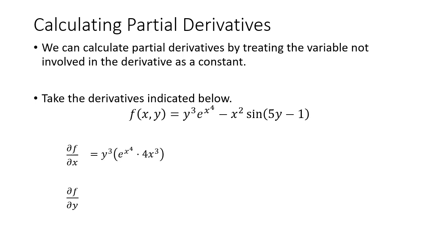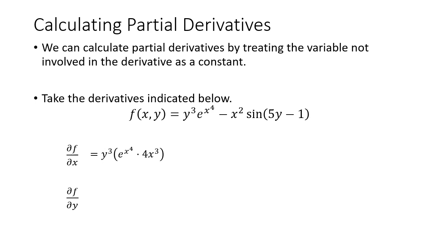So by the chain rule, the derivative of this first part, e to the x to the fourth, is e to the x to the fourth, derivative of the outer, times 4x cubed, derivative of the inner function. The y to the third just remains out front since it is a number. It is considered to be a number when we take a partial derivative with respect to x, and so nothing is done with it. Next, we look at x squared times sine of 5y minus 1.